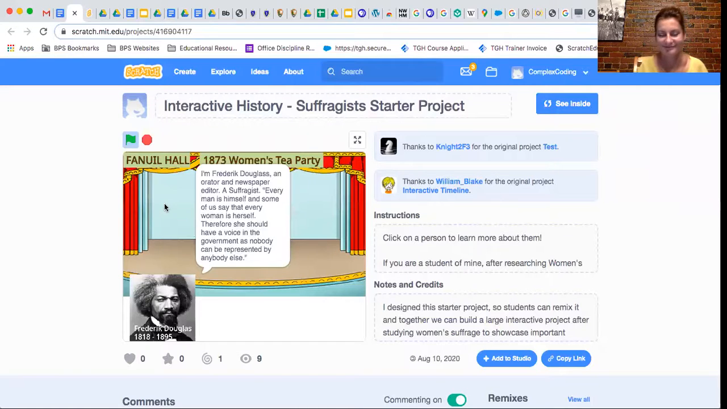I'm Frederick Douglass, an orator and newspaper editor, a suffragist. Every man is himself, and some of us say that every woman is herself. Therefore, she should have a voice in the government, as nobody can be represented by anybody else.